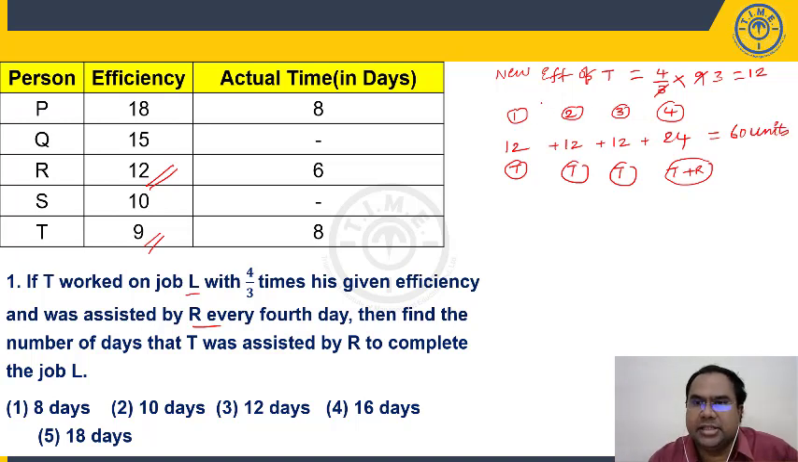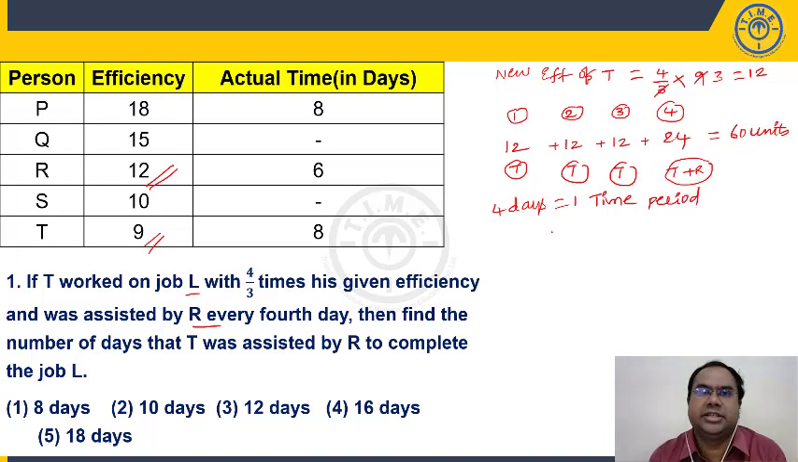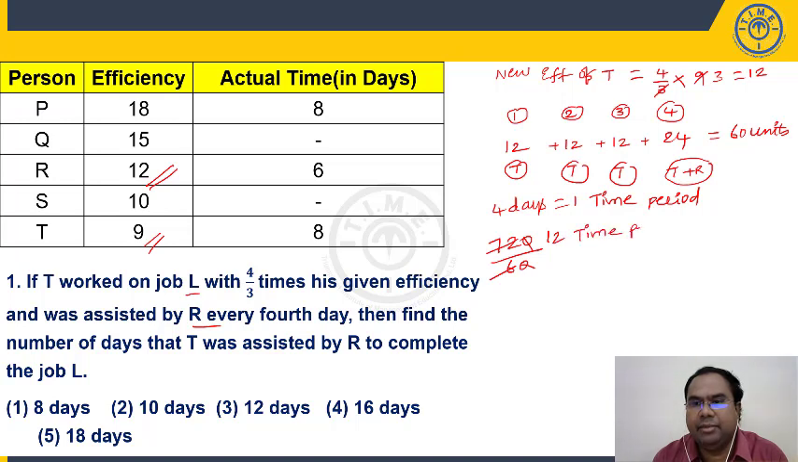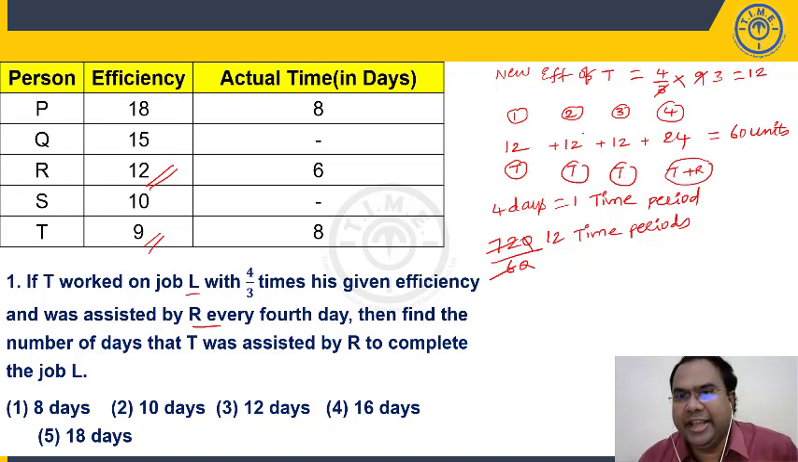These 4 days, first day, second day, third day, fourth day, we will take as one time period. So in one time period, that is 4 days, they are completing 60 units. They have to complete how many units? 720 units. 720 by 60, 12 times. So it will take 12 time periods. Each time period is 4 days, 12 into 4, 48 days.